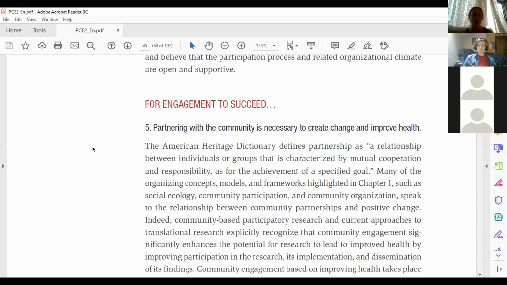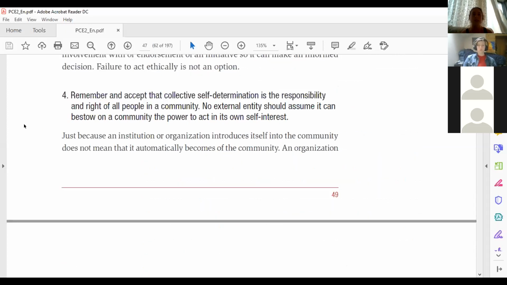And then number 4 is remember and accept that collective self-determination is the responsibility and right of all people in a community. No external entity should assume it can bestow on a community the power to act in its own self-interest. I'm going to say this very straightforwardly. This basically says, don't be a white savior. Don't assume your ideas are ideas that people want to implement. Even if you think your solution is perfect, a community might not want to use it at all, and you can't force them to. So respect that a community has collective self-determination. They can choose what's right for them, and you don't have a say in that particularly.